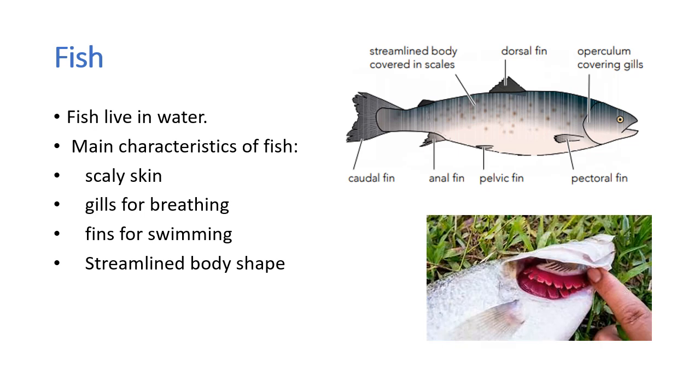In the second diagram, you can see what they use for breathing: gills. Usually, the gills are covered with a special structure called operculum. Fish reproduce by laying eggs in water, and these eggs do not have any shells.